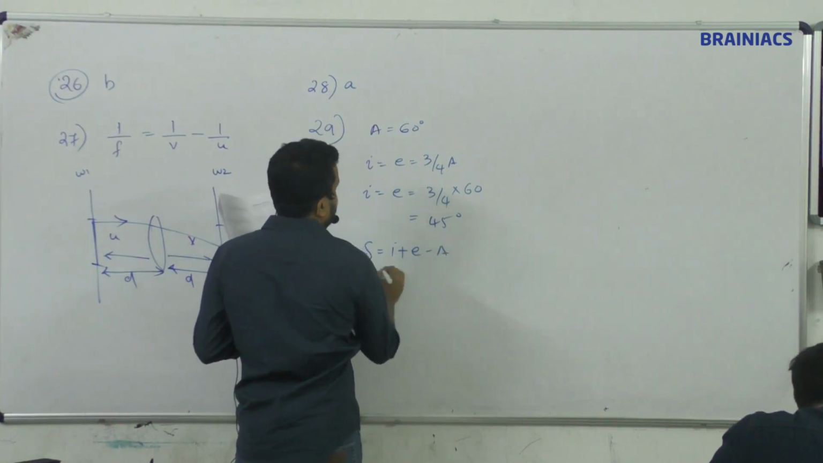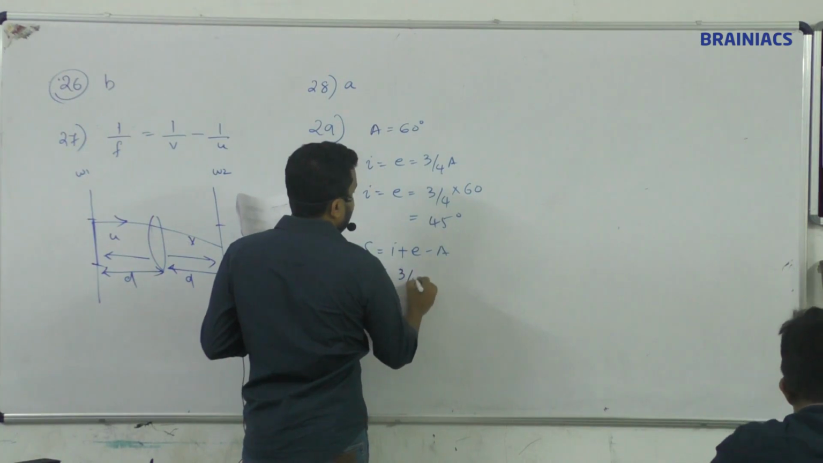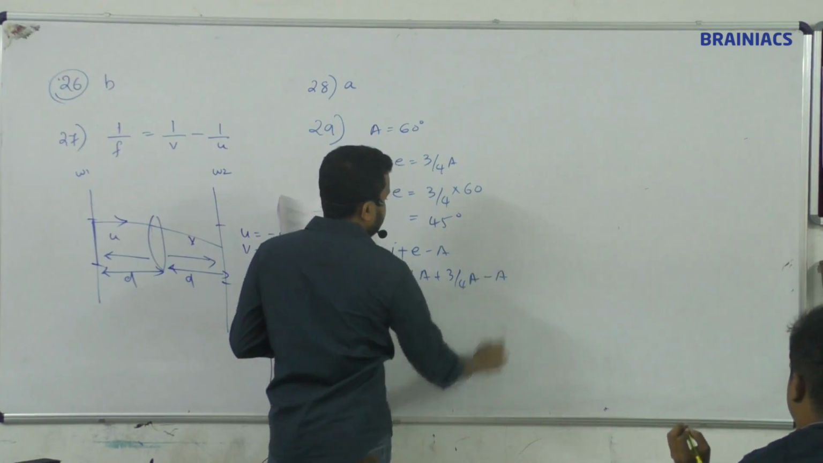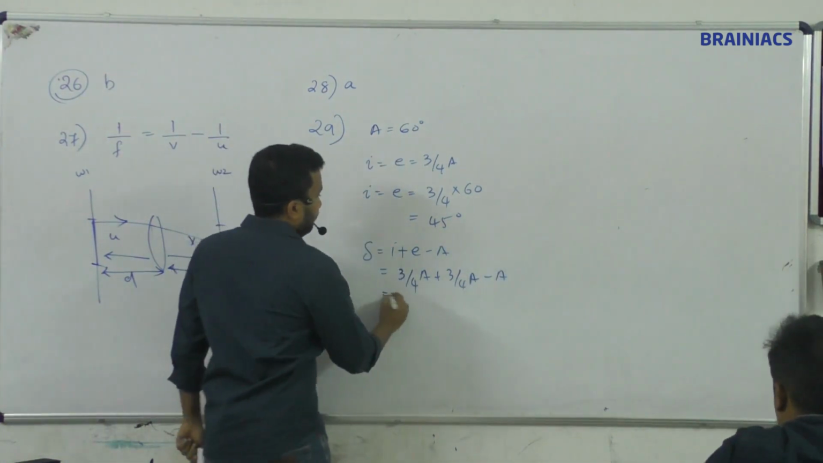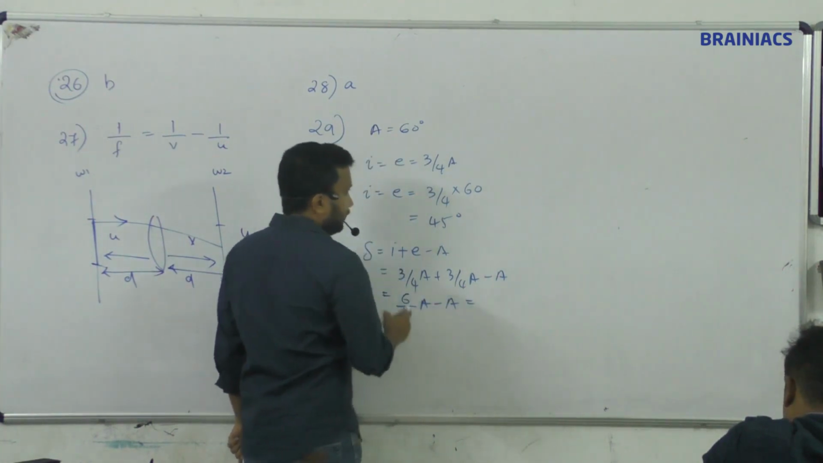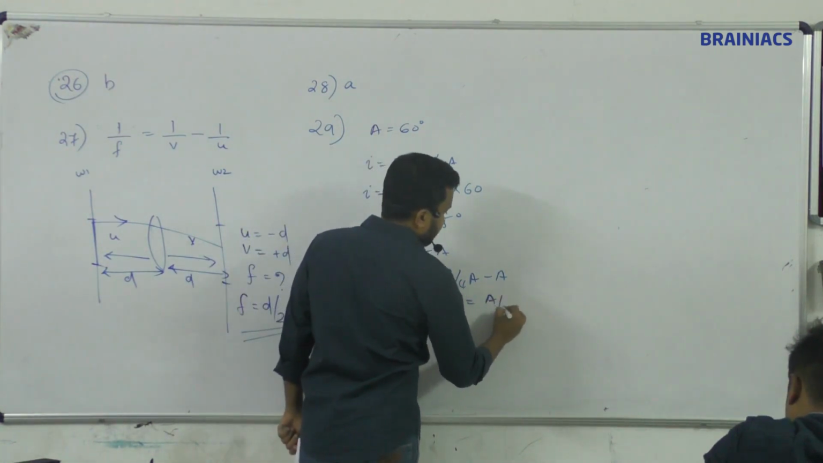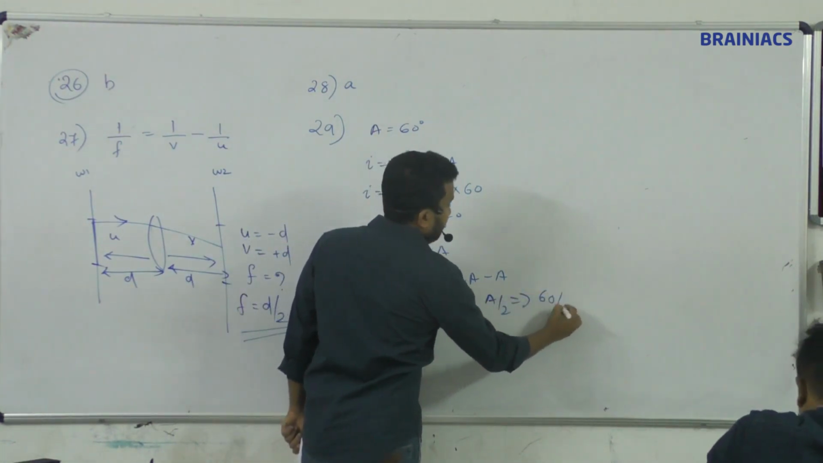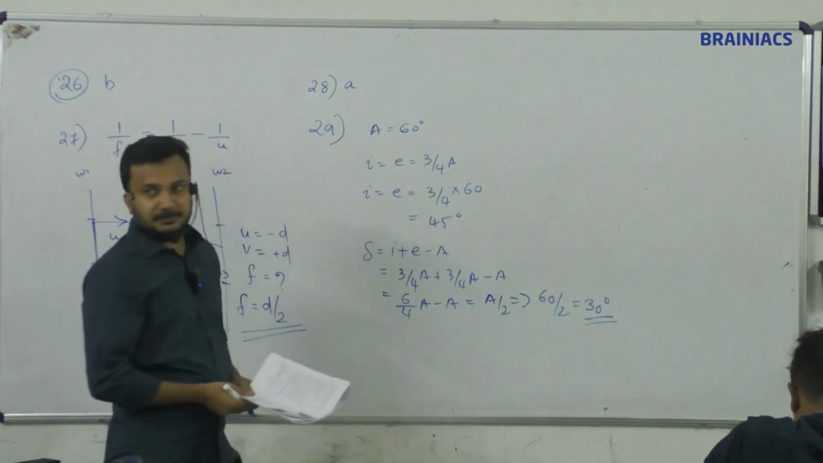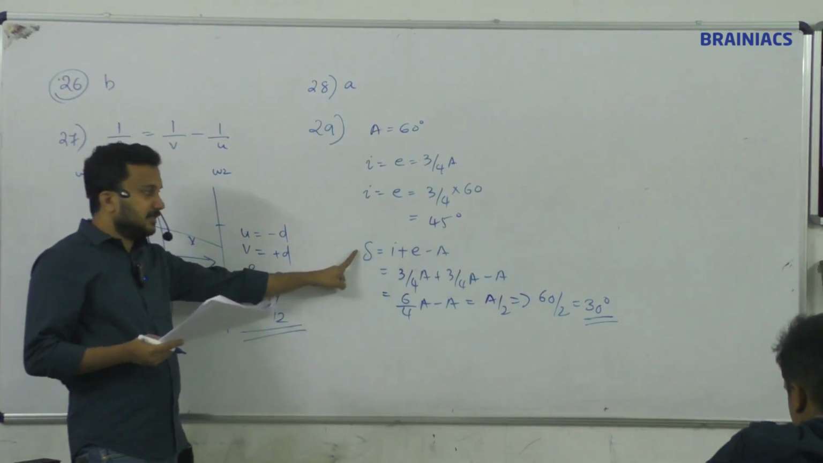So delta is equal to I plus E minus A. Add I and E, then subtract A: 3/4A plus 3/4A minus A. So 6/4A minus A, 6/4 is 3/2, which is 1.5, 1.5A minus A is A/2. A value is given as 60, so 60/2. The answer is 30 degrees, the right answer. This formula, I plus E minus A, is the basic one.